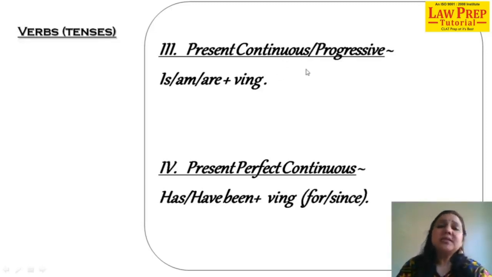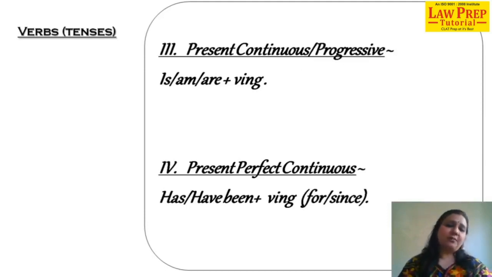Why? Because it indicates the action going on at that time. I am preparing a session for you right now. You are pursuing law. At present, they are solving English questions. At that time, the action is taking place. So, which tense? Present continuous. Otherwise, this tense is not used.